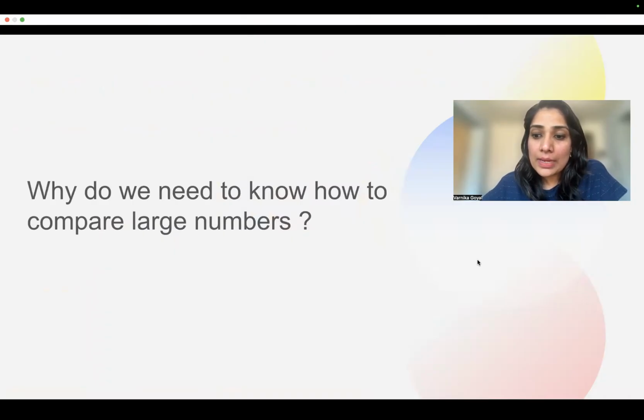Comparison. We always do comparisons in our daily lives, right? We compare how much, how long, how far, how tall. But what about large numbers, 6 digits or 7 digits? Do we really need the comparison of such large numbers?